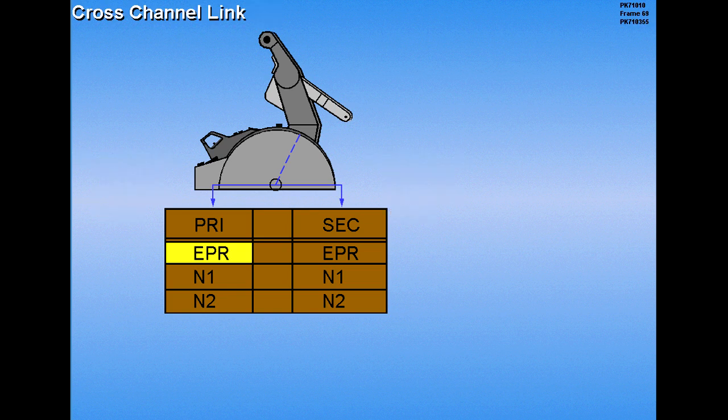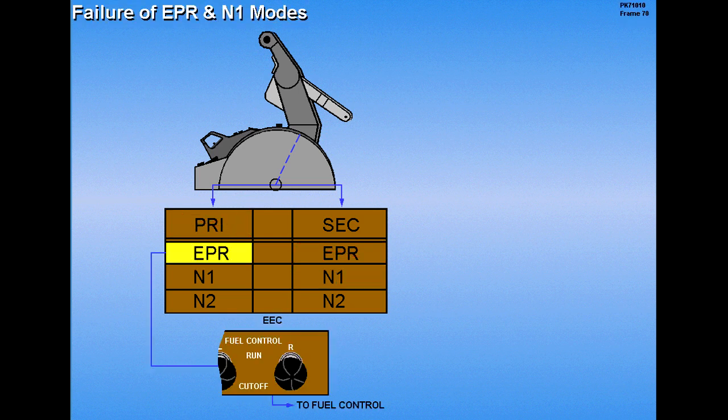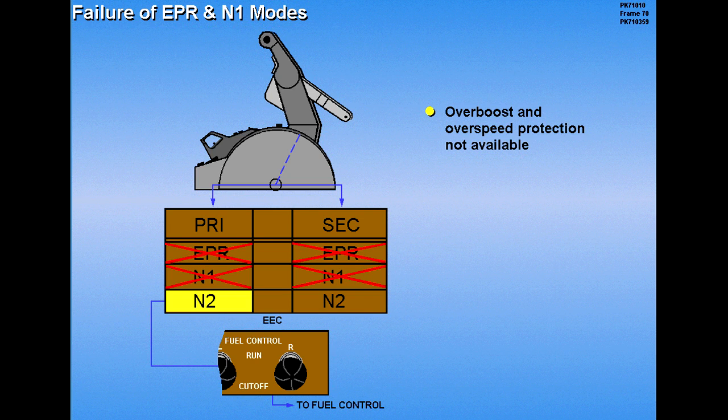Automatic switching from the primary to secondary channel occurs when the primary channel becomes incapable of controlling the engine. However, when the primary channel is inoperative, the secondary channel can control engine thrust in only the N1 and N2 modes. If both EPR modes and N1 modes fail, the EEC automatically selects the N2 primary channel. With the N2 mode in control of the engine, overboost and overspeed protection is not available.